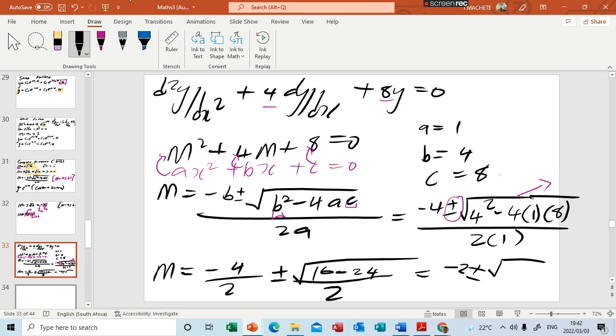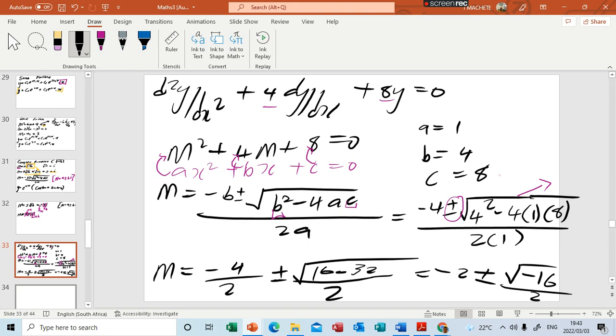How do you get 24? That's 32, and 4 times 8 is 32. Is it 32? Oh, yeah. Yes. I said 3 times 8. It's 32, yes, sorry. It's 32 because it's 16 plus 16. Okay. Then you're going to get minus 2, and then plus or minus a square root. I'm going to write a negative square root of 16 over 2.